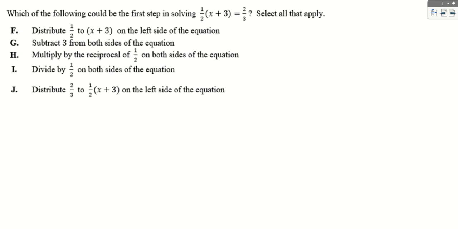Which of the following would be a good first step? Well, I could distribute this 1/2. I could also multiply by 1/2 to both sides. And when I multiply by a fraction, that really means divide by the reciprocal. So if I were to divide 1/2 to both sides, I'm just multiplying by the reciprocal.